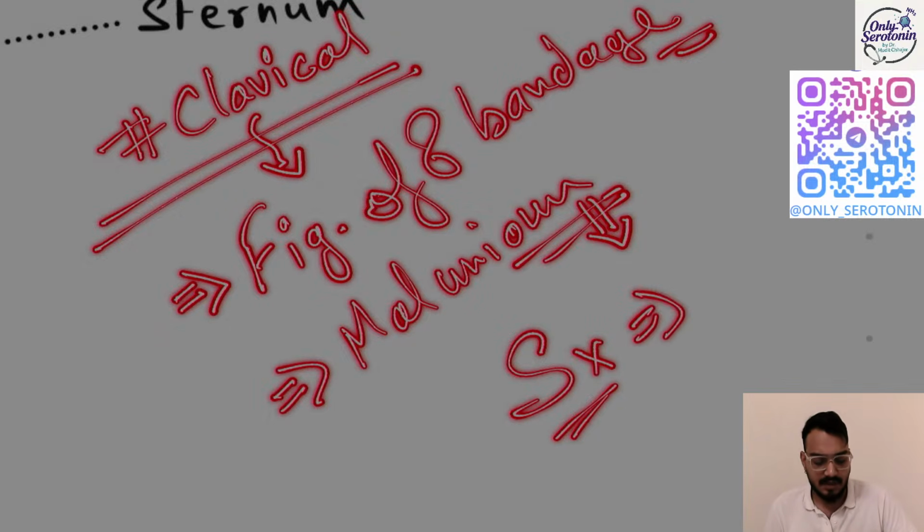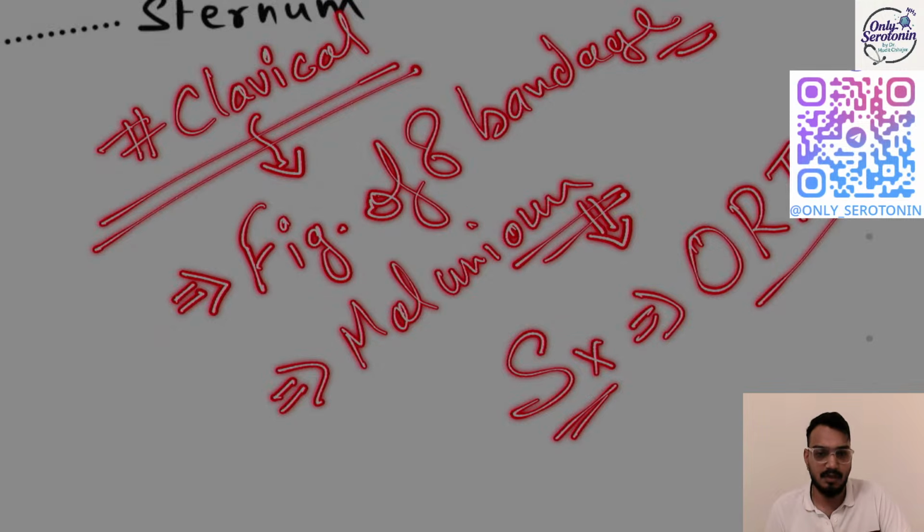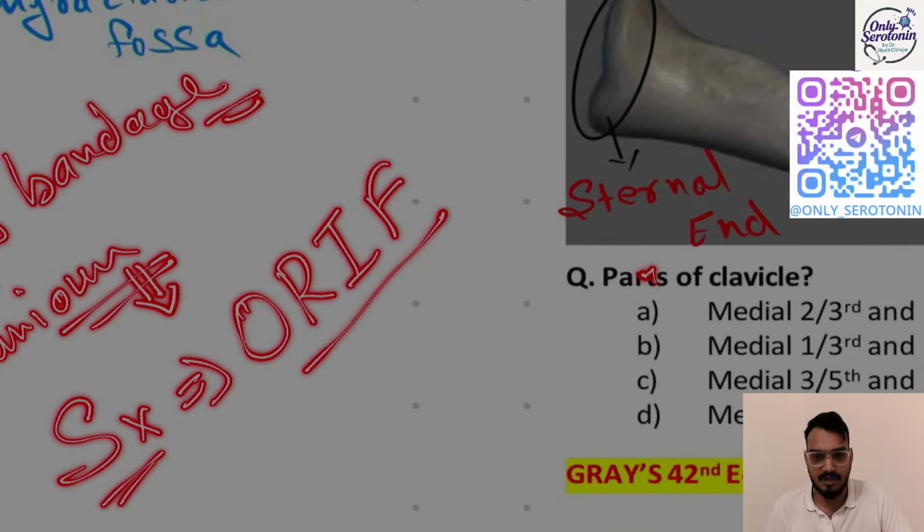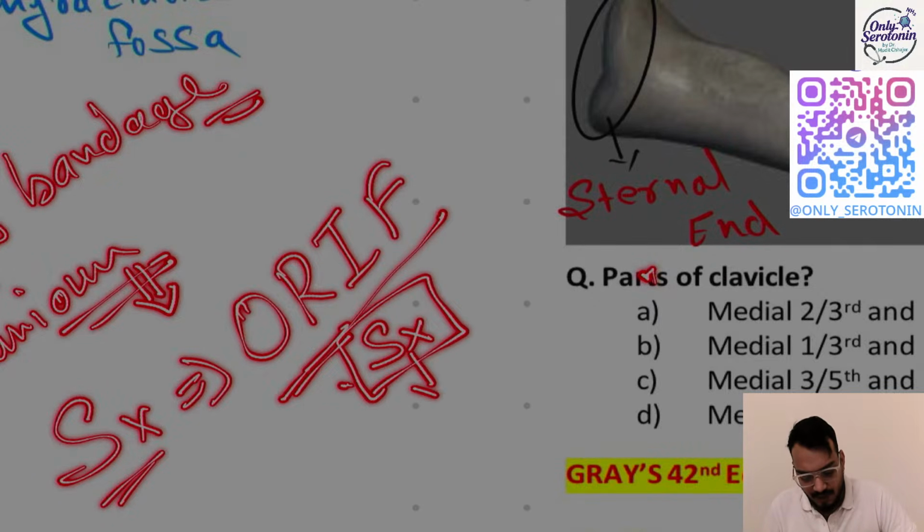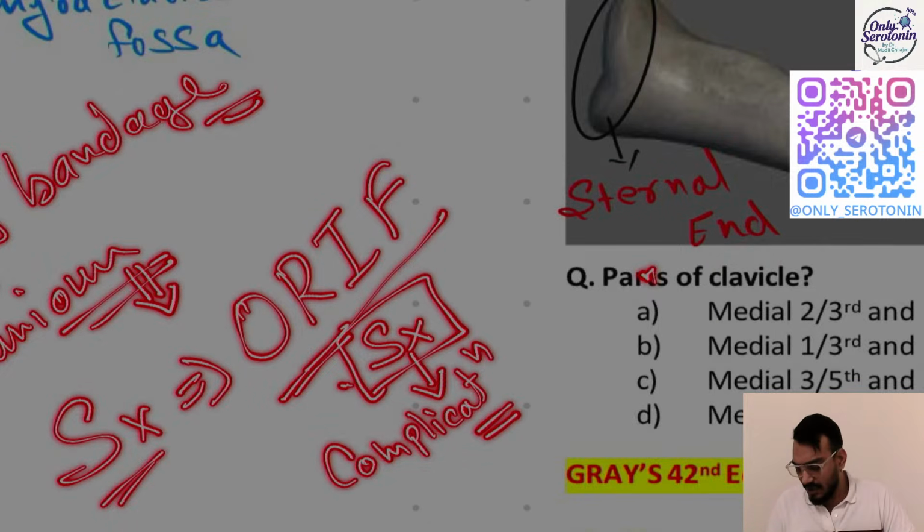This surgery is known as what, guys? ORIF, open reduction internal fixation. Open reduction internal fixation, ORIF. This is the kind of surgery which we are going to do for the person who is having a clavicle fracture. If we are doing surgery, of course, we are going to have some kind of complications, right? Can you tell me in the comments what are the complications which can happen from the surgery which we are doing to join the clavicle?